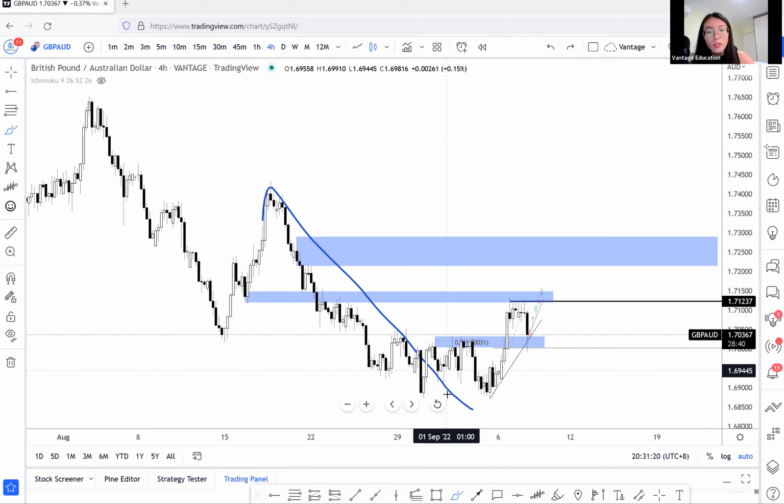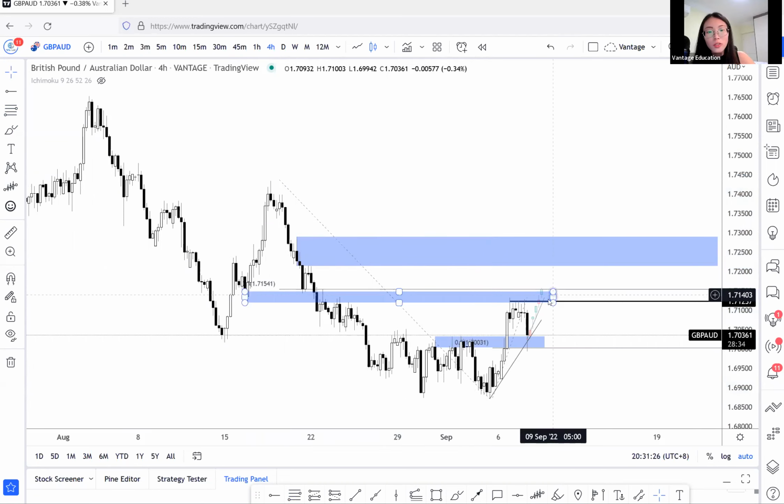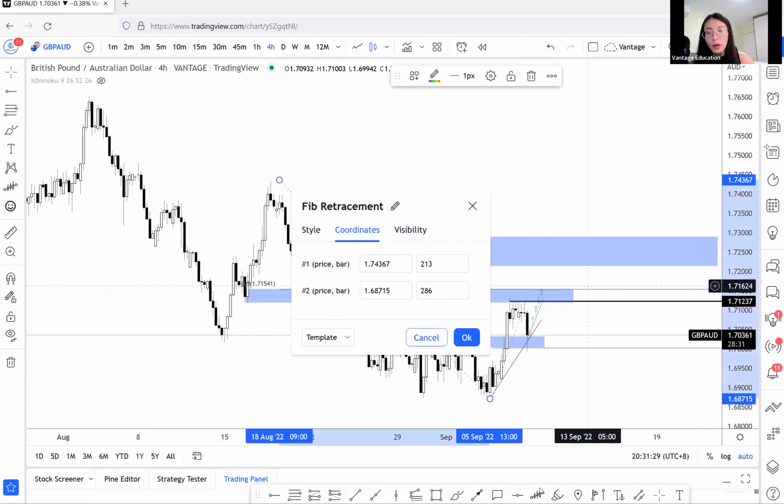So once you take the Fibonacci retracement from the high to the low, you can see over here this resistance, and up the next resistance level at the 61.8, you can see that this is the region that we have here. So this would be the first resistance area.